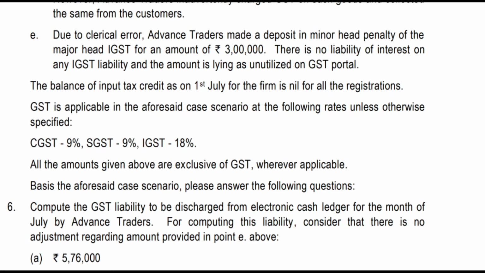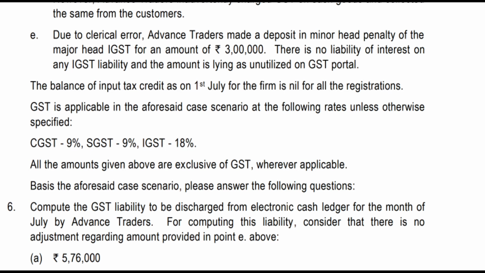So the balance of input tax credit as on 1st July for the firm is nil for all the registrations, and GST is applicable in the aforesaid case scenario at the following rate unless otherwise specified: 9%, 9%, 18%. All the amounts given above are exclusive of GST wherever applicable. So now we are discussing question number 6 on this case scenario. Compute the GST liability to be paid from the electronic cash ledger for the month of July by the Advanced Traders. For computing this liability, consider that there is no adjustment regarding amount provided in the point above.